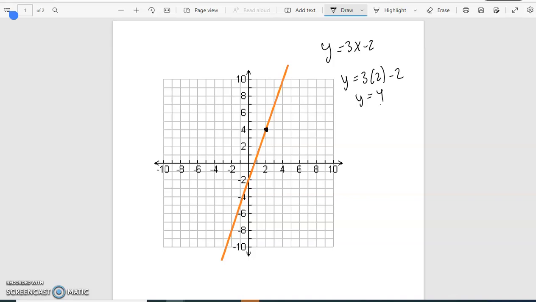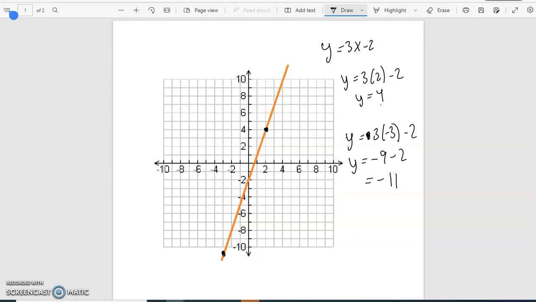There's our point. Okay. I could also put in x equals negative 3. At x equals negative 3, it's actually off the line here, but y equals negative 9 minus 2. Y is equal to negative 11. But at (negative 3, negative 11), that also looks right.